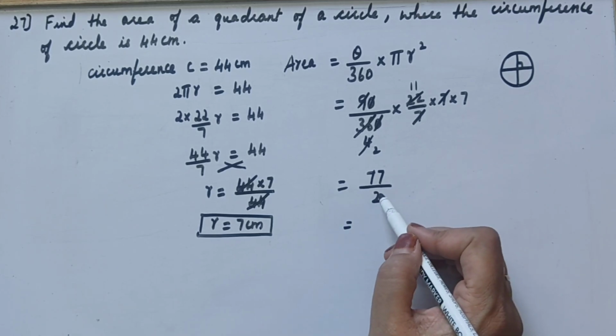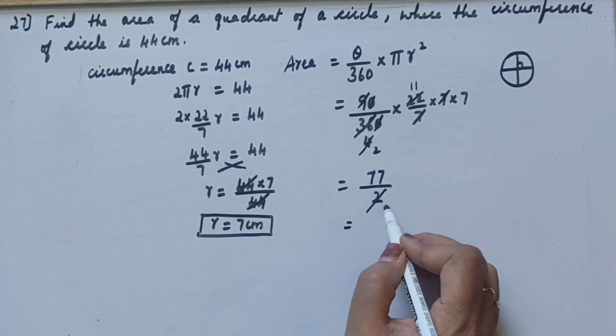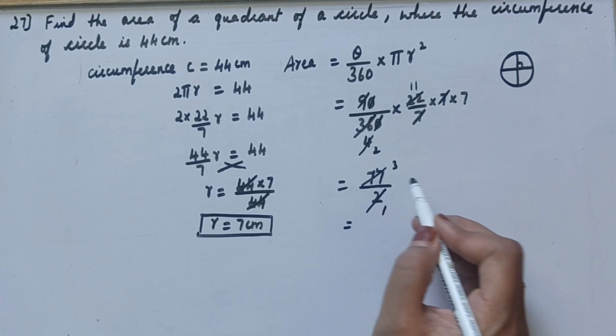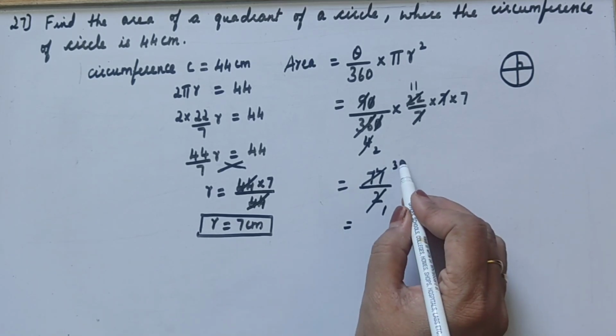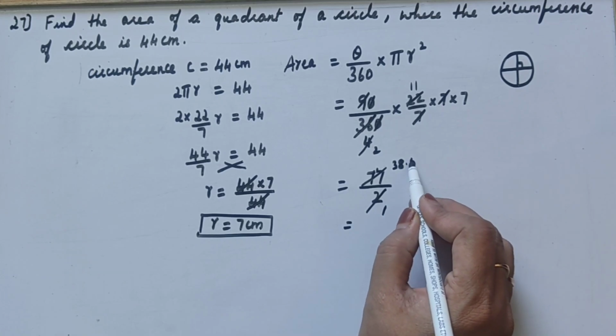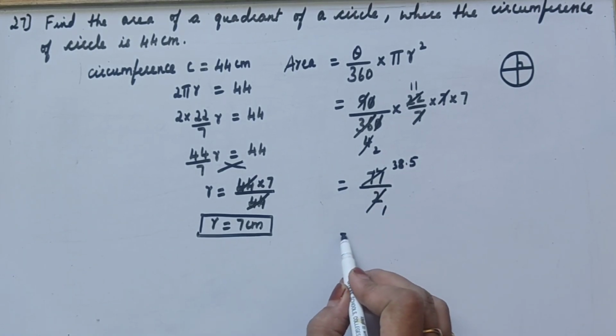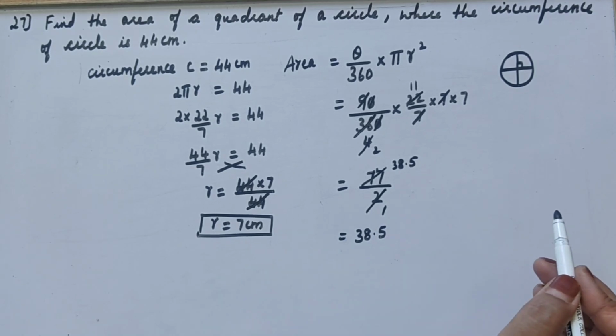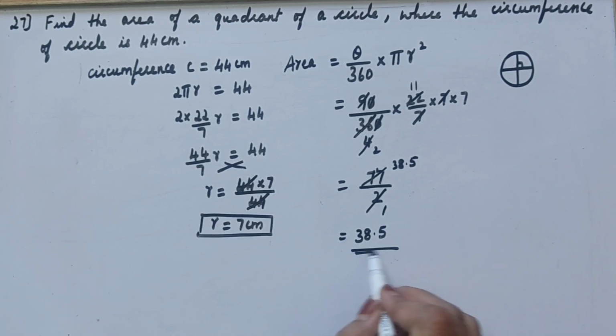Equals to. Now let me divide this. 2 1s are 2, 2 3s are 6, 1 remainder, 17 you get. 2 8s are 16, 1 remainder, so 0.5. So in total we are going to get 38.5 as the area of the quadrant. I hope this is clear.